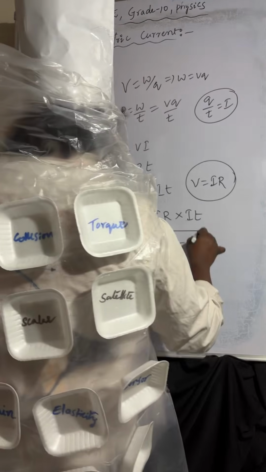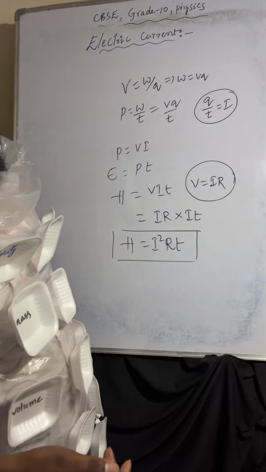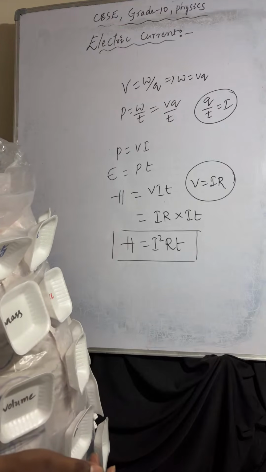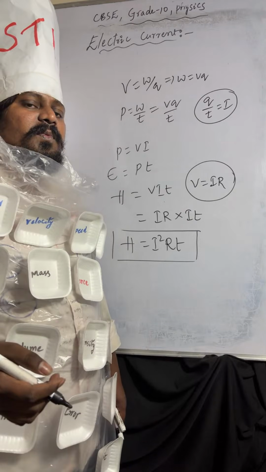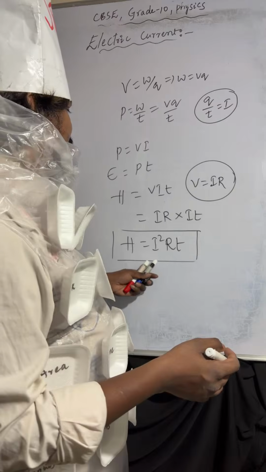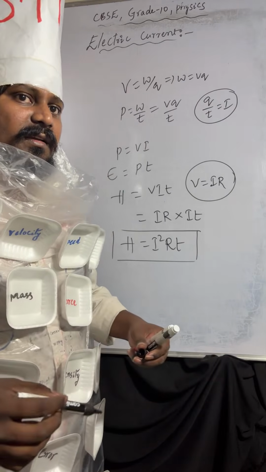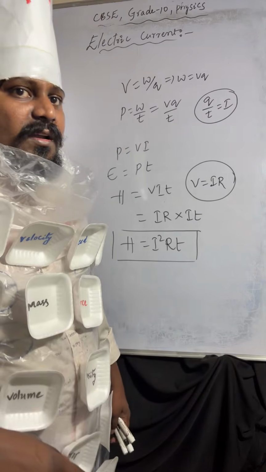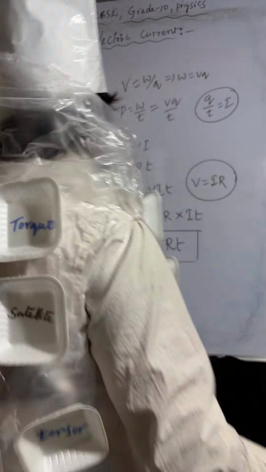So heat produced in the conductor is directly proportional to the square of current. Heat produced is directly proportional to resistance. Heat produced is directly proportional to time. So this is also known as Joule's law of heating. Understood? I hope it is clear. So we'll discuss a few problems. Let's start.